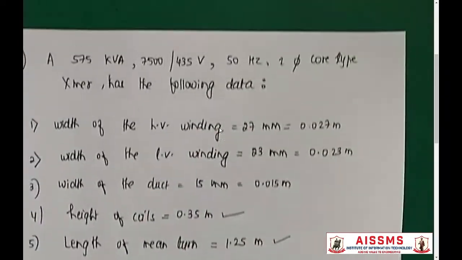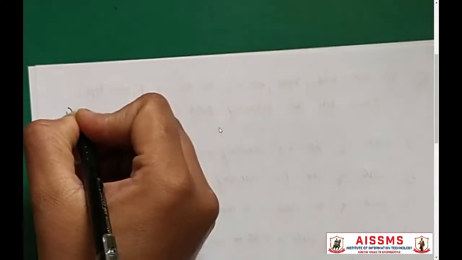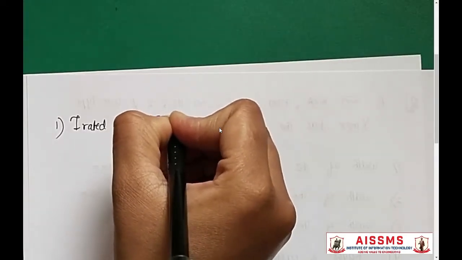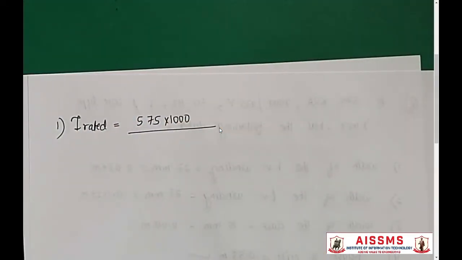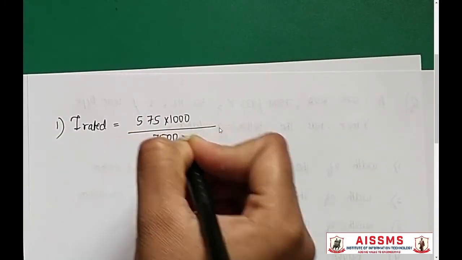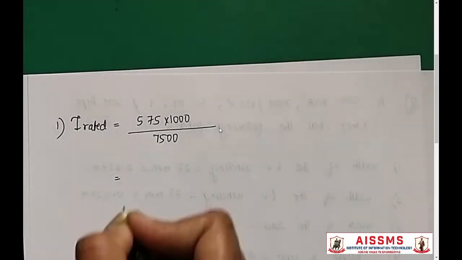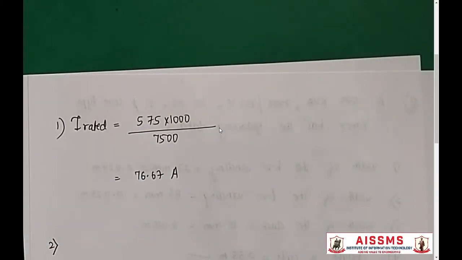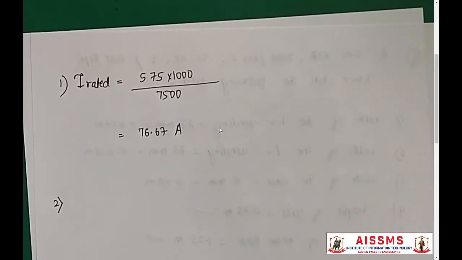The first step always is to calculate the rated current. The kVA rating of the transformer is 575 kVA. So when you multiply this by 1000, it gets converted to VA. Because it is a single phase transformer, it will directly be only divided with the HV winding voltage. When we calculate this, it comes out to be 76.67 amperes.